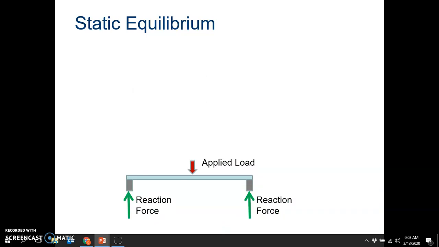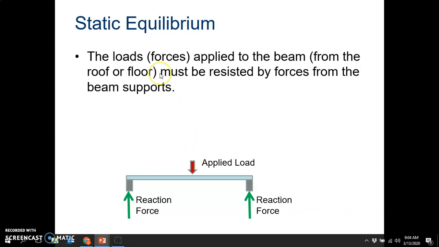So let's look at a very simple diagram. Now this right here is, again, a very simple diagram. We have your beam, your supports, your applied load is going down, and then to counter, remember we want to have an equal and opposite. So we have a load coming down, and then the supports are applying an equal and opposite force up. So the sum of these two reactionary forces would be equal to the applied load being pushed down in the opposite direction. So the loads applied to the beam must be resisted by the beam supports, which are over here.